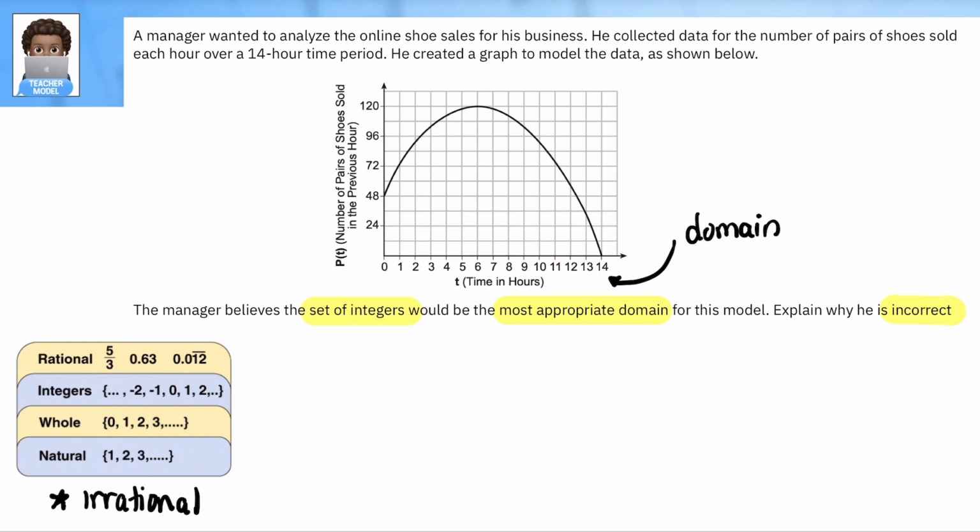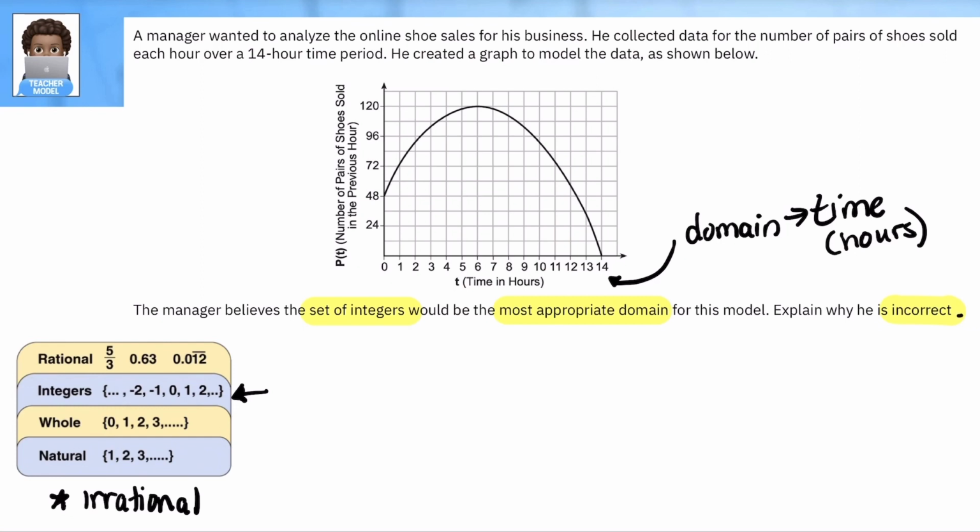And in this case, it's time in hours. And the manager thinks we can only use integers for this problem. So pretty much positive and negative numbers and 0. So is he correct? So let's think about this.